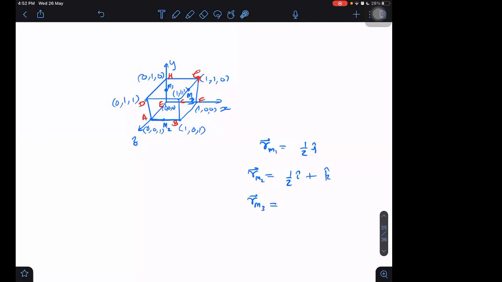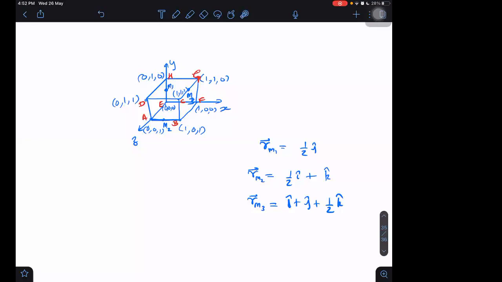M3 position vector. Observe now. For M3, I have to go EF, then FG, and then I have to come along the Z axis also. But along X full length, along Y full length, and along Z half length. So it becomes I cap plus J cap plus half of K cap. I have obtained these three.